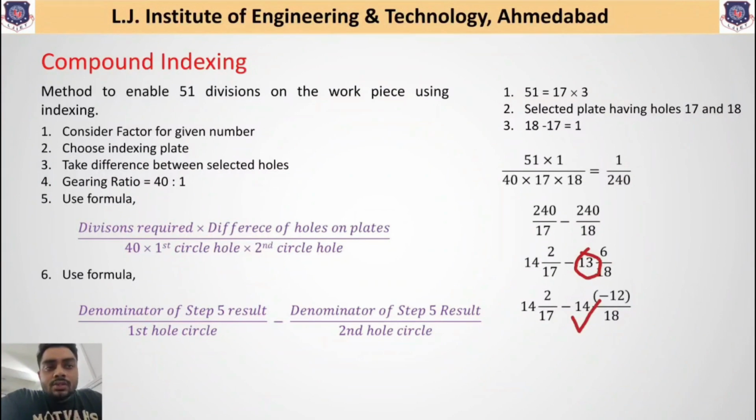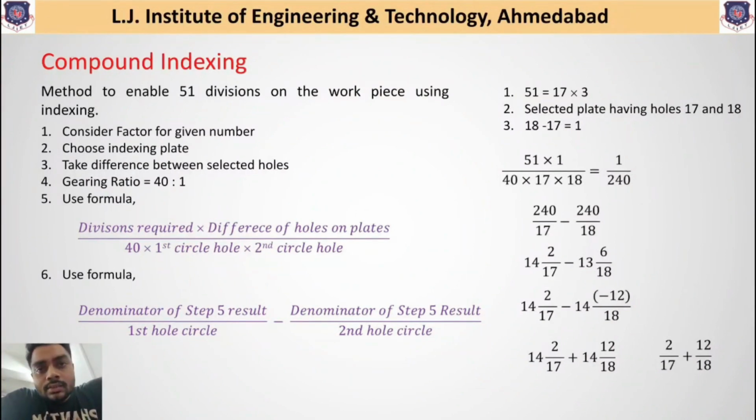So now as we know, this 14 clockwise and this 14 anti-clockwise, these two can be removed, as it will lead us to our initial position only. And after further solving this, you will get the next step as 14 and 2 divided by 17, and as we are getting the minus sign common, it will be positive, that is plus 14 and 12 divided by 18. So just we are removing 14 as we have discussed. So you will get the final answer as 2 divided by 17 plus 12 divided by 18.